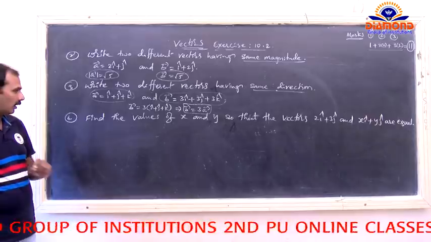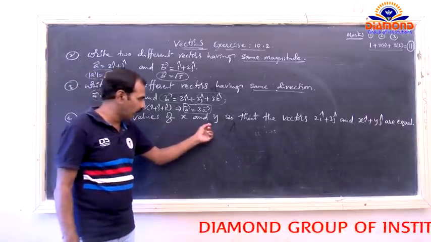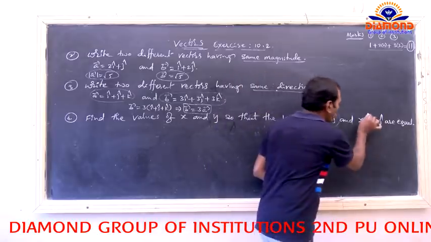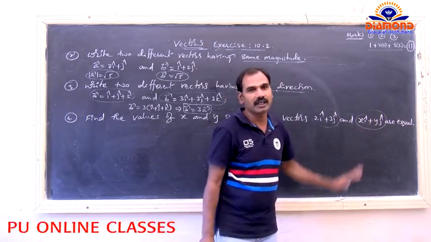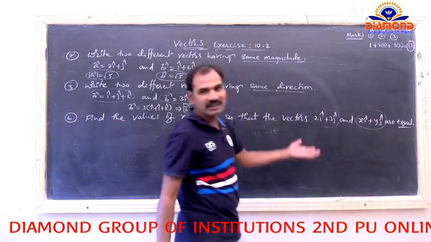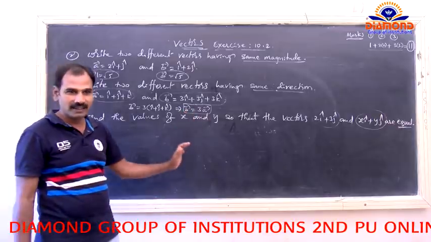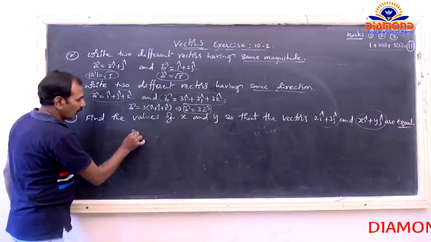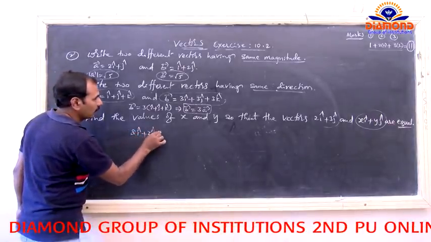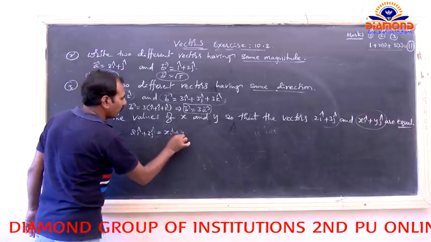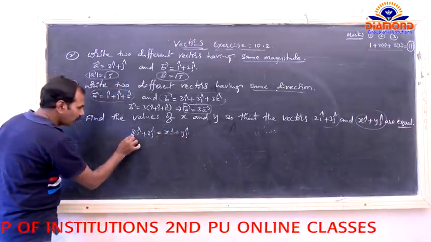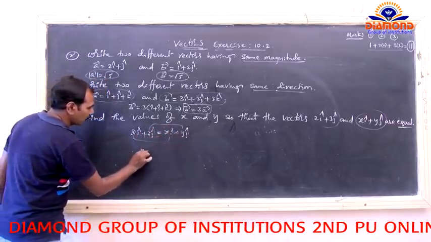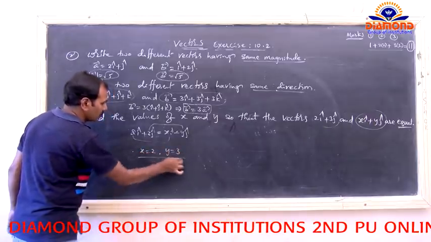Next, equal. Find the values of x and y so that the vectors 2i cap plus 3j cap and xi cap plus yj cap are equal. Equal vectors means simple: i component is equal, j component is equal and k component is equal. It means 2i cap plus 3j cap equal to xi cap plus yj cap. So i component equal and j component equal. Therefore x equal to 2 and y equal to 3.